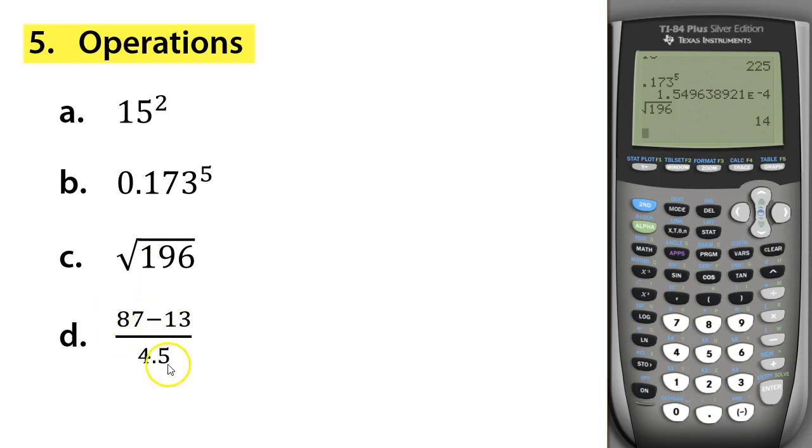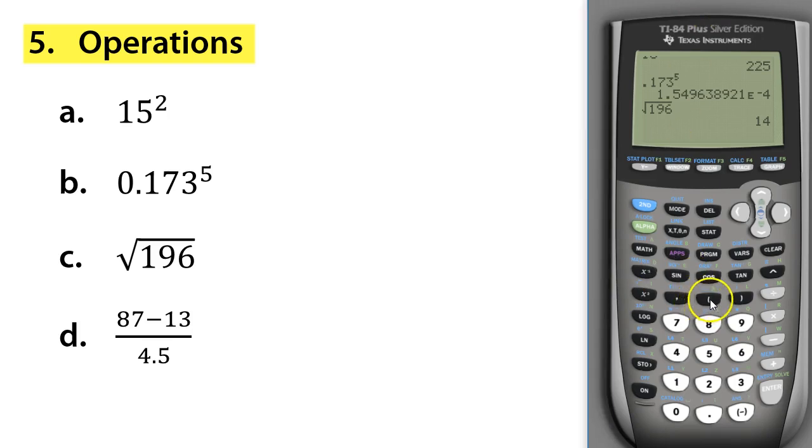And then the last one. Anytime you have a fraction and you have operations, say in the numerator or denominator, you're going to have to separate this expression with parentheses. So here's the proper way to do it. Open parentheses, 87 minus 13, and then close parentheses. To get the fraction bar, that's just the division sign. So divided by 4.5.